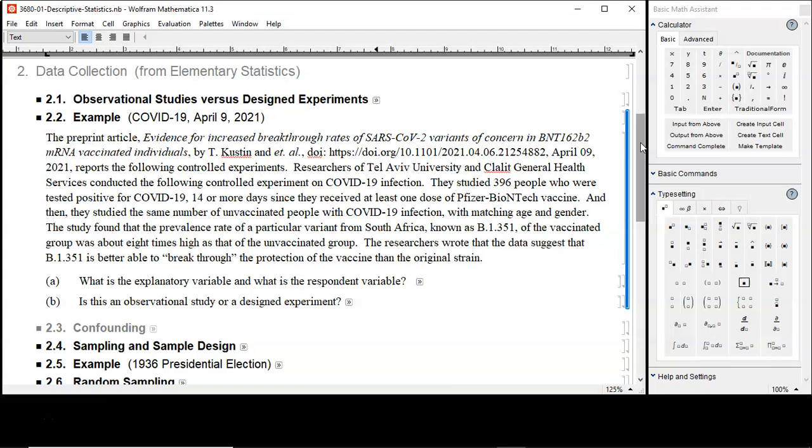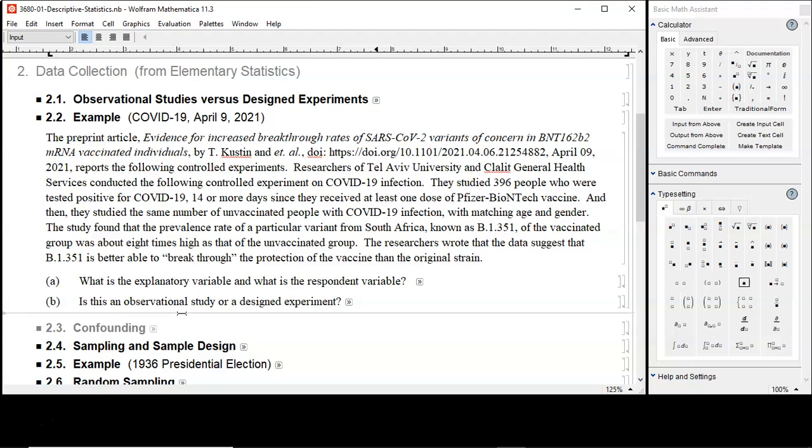Question number 1. What is the explanatory variable and what is the response variable here? Question number 2. Is this an observational study or a designed experiment? What do you think? I think the second question is easier, so let's do that first. What do you think? Observational study or designed experiment? I hope everybody got it right. This is an observational study.